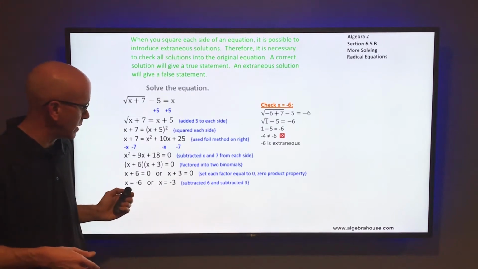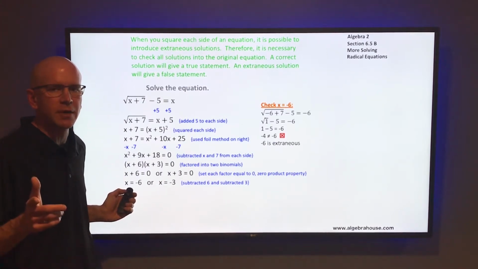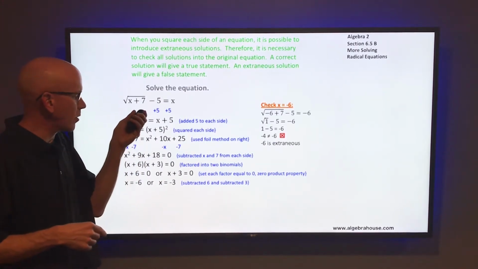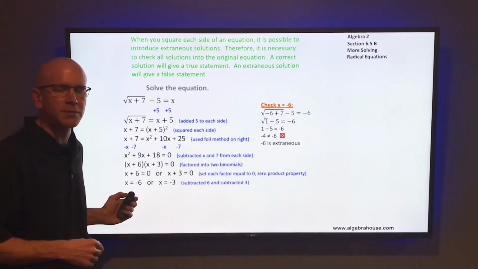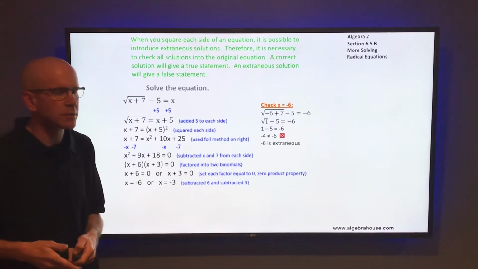So that's telling you that negative 6 is an extraneous solution. So right there, we did all the right steps to get to that negative 6, but when you put it back in, it doesn't work. That is an extraneous solution.